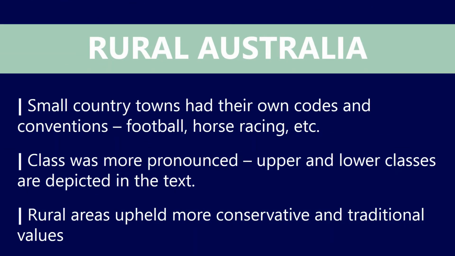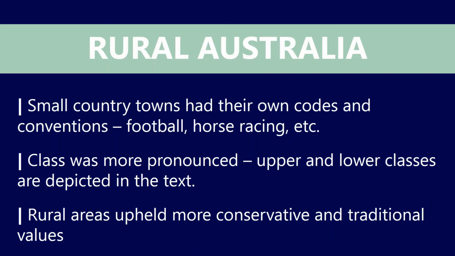Now, rural Australia. We are looking at a text which is set in a fictional town called Dungatar, which is meant to be in the Australian wheat belt. So somewhere potentially Victoria or southern New South Wales, somewhere where wheat is important. Now, small country towns had their own codes and conventions, so they had their own quirky traditions and way of life, and we see that in the text through the role of football, Australian rules football, and horse racing as well, where all the town come together for that. You should also note that there is a community hall in the middle of the town.